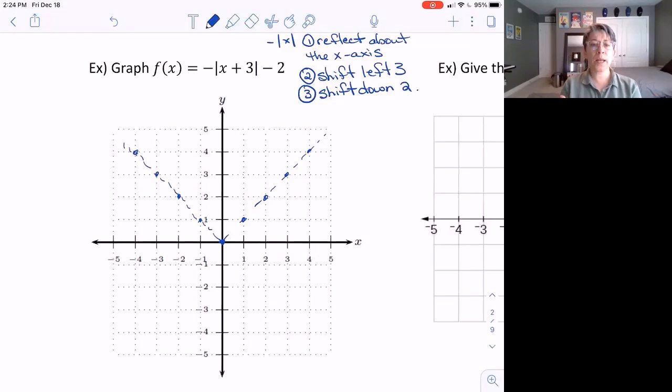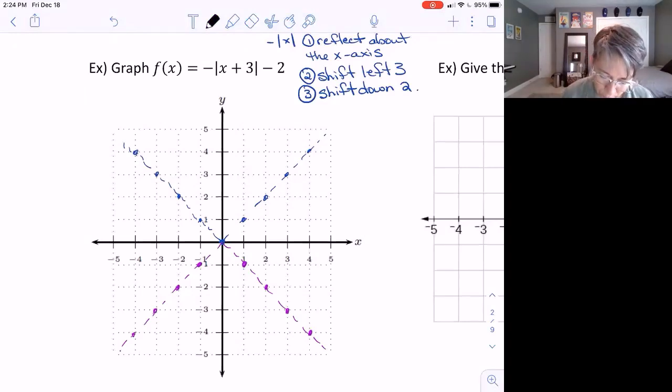And multiplying all of those output values, in other words all of the y's, by a negative means it's going to flip over the x-axis. So flipping everything downwards, our graph is going to look like that in purple. And now we can shift all of those points left 3 and down 2. So I'm going to do that final graph in black.